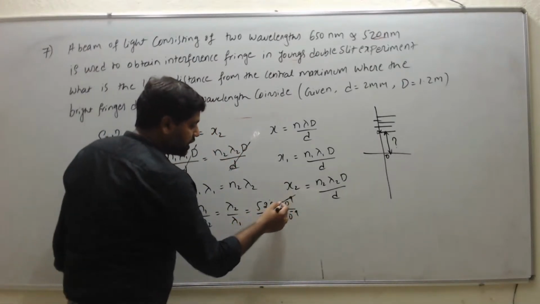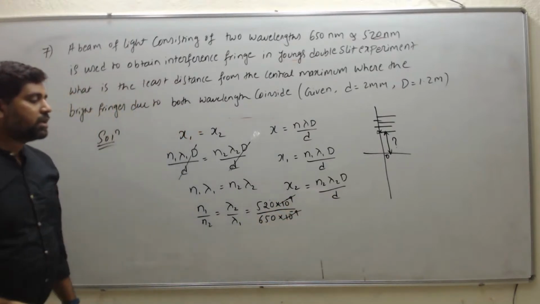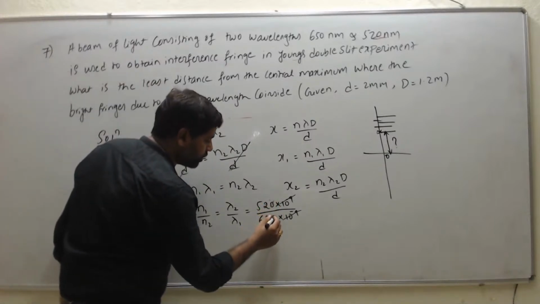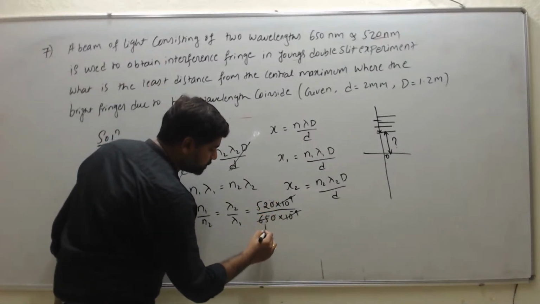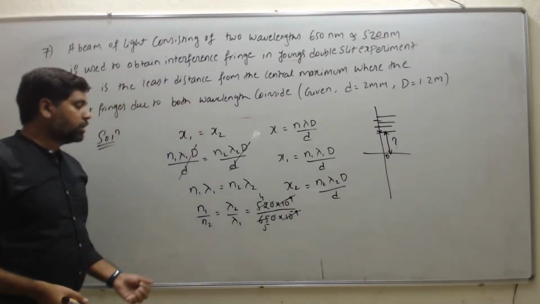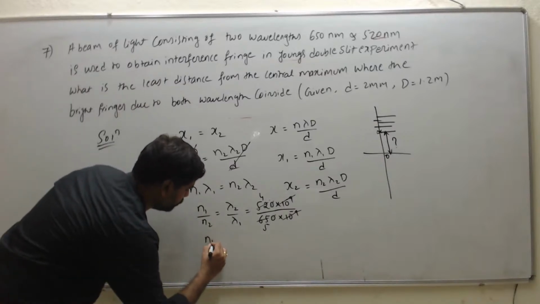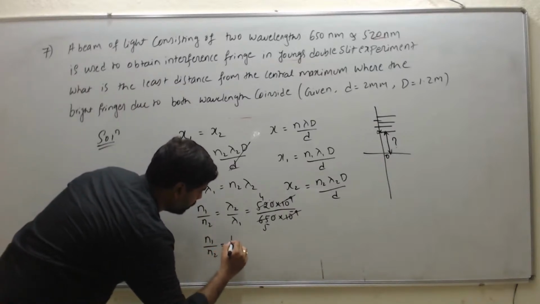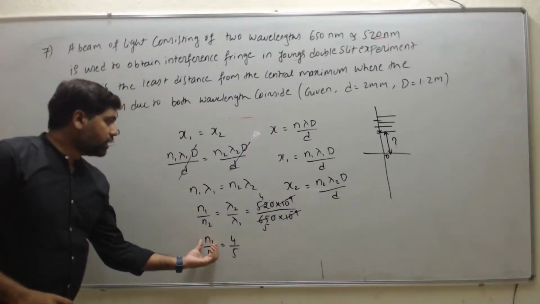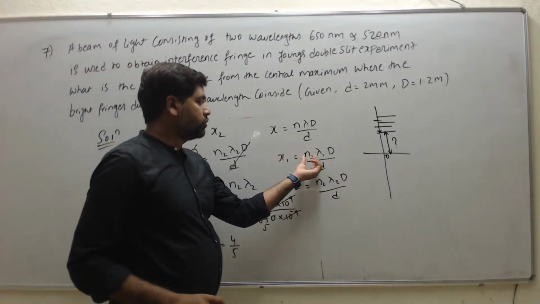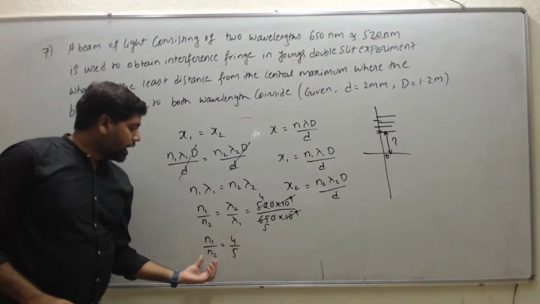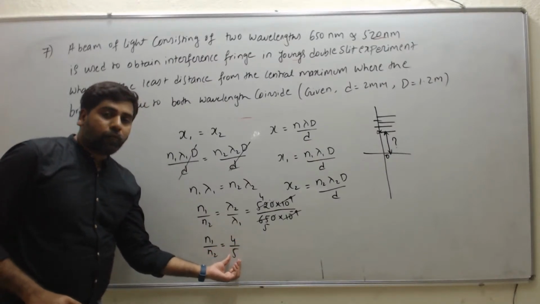The 10 to the power of minus 9 cancels, then the 0 cancels. So 13 fives are 65 and 13 fours are 52. That is n1 by n2 equals 4 divided by 5. So here n1 is the position of the first wavelength, that is 4, and n2 is the position for the fifth.